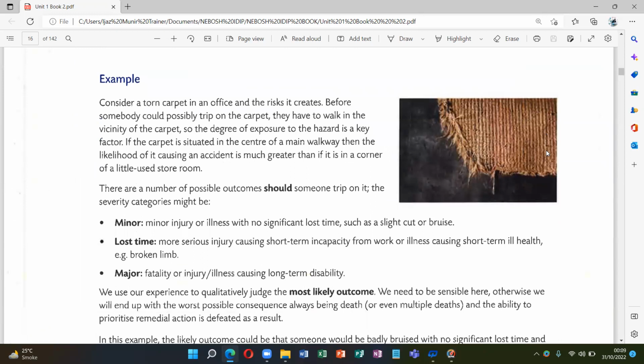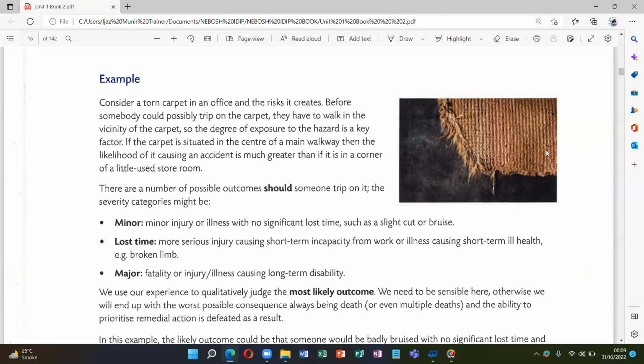Consider a torn carpet in an office and the risk it creates. Before somebody could possibly trip on the carpet, they have to walk in the vicinity of the carpet. So the degree of exposure to the hazard is a key factor. If the carpet is situated in the center of a main walkway, then the likelihood of its causing an accident is much greater than if it is in a corner of a little used storeroom.